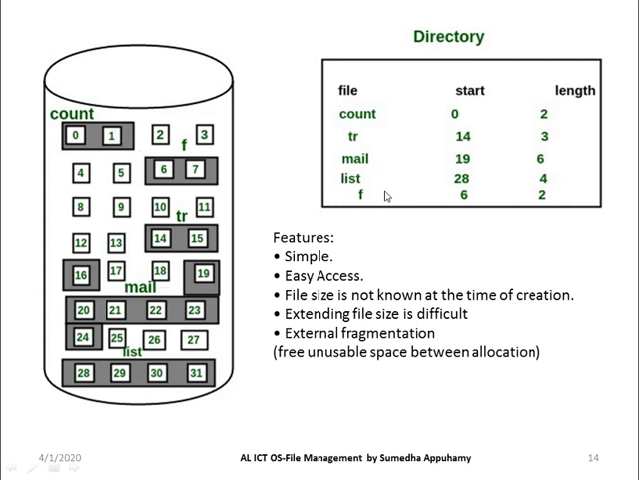So what will happen? The read write head has to move to start the TR file with 14. How many blocks are there? 3 blocks: 14, 15 and 16. So you can see here 14, 15, 16. When you consider the mail starting from 19, how many blocks? 6 required: 19, 20, 21, 22, 23, 24. So you can see that.